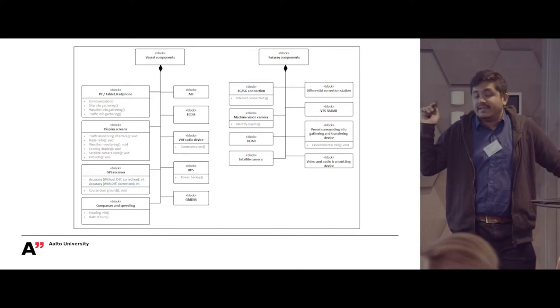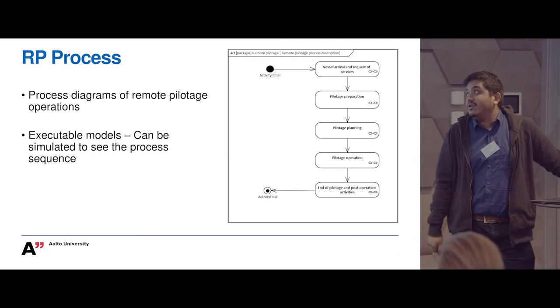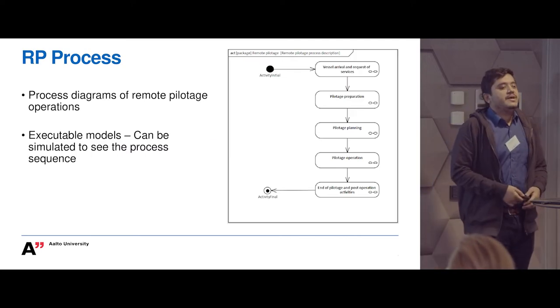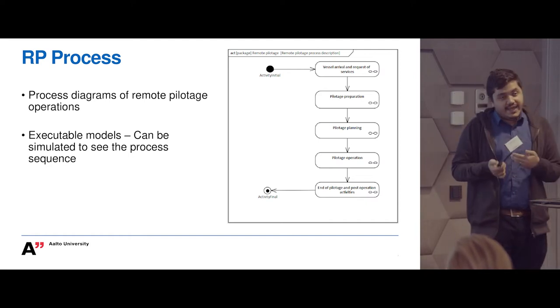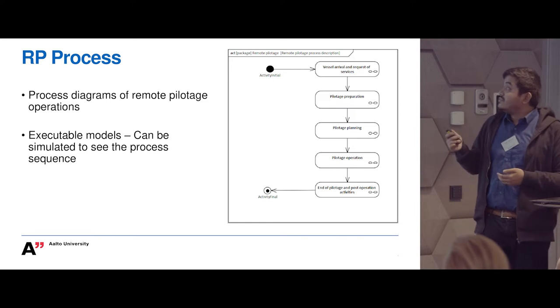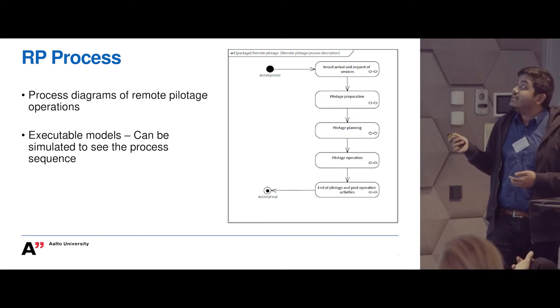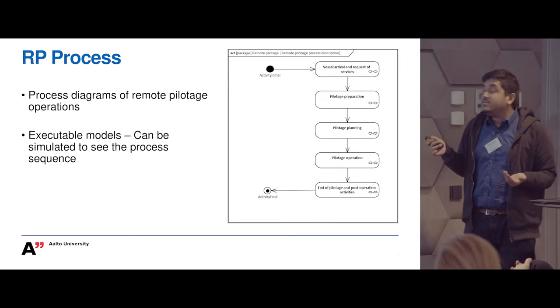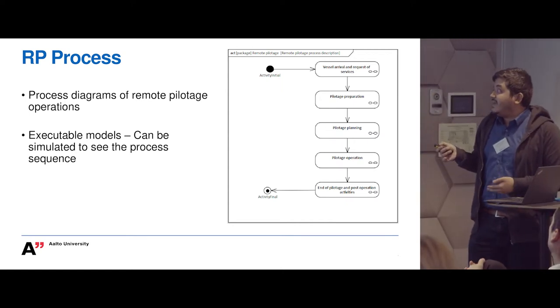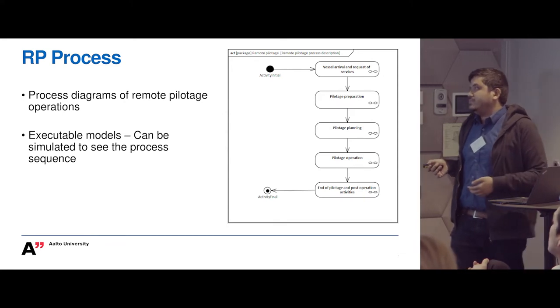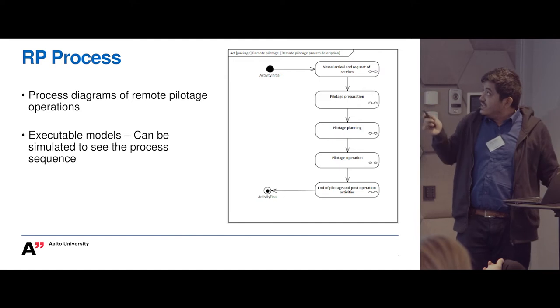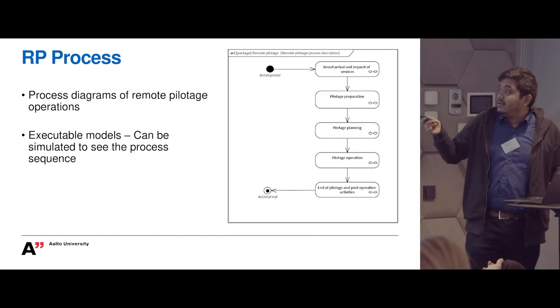So once we defined the components, we then looked into how the remote pilotage would actually function as a process. So what will happen from beginning towards the end? Starting from the vessel arrival and request of services, what are the steps necessary for the pilotage preparation? What are the necessary steps for the pilotage planning, pilotage operation, and the pilotage post-operation activities like billing and so on? So we tried to define each of these steps in detail. Again, the same method was used for this defining as well, so it's kind of simulated.